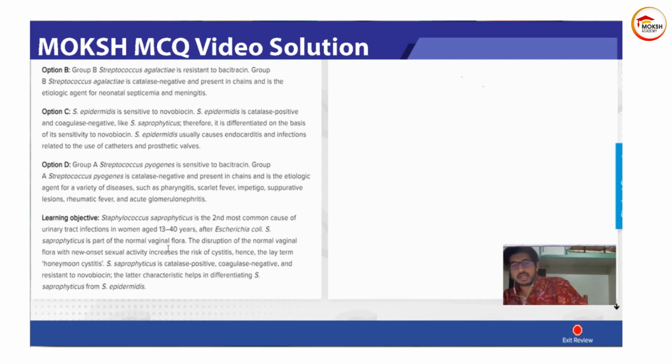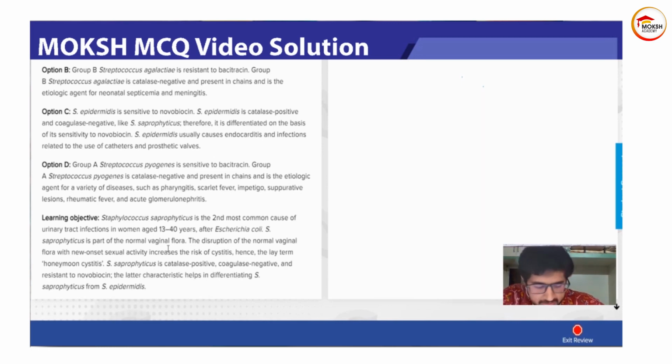Okay, so now I'll add a few more points to this. Usually in the question it will be mentioned leukocyte esterase positive. Am I clear? First is E. coli, second is Staphylococcus saprophyticus, and third is Klebsiella pneumoniae. So your diagnostic markers are usually given in the question stem.